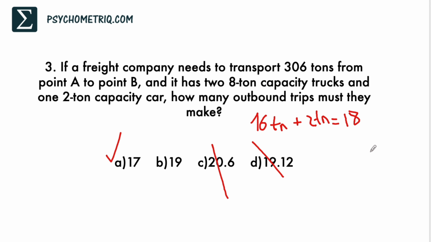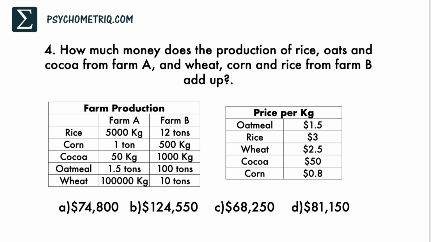Let's move on to exercise number 4. How much money does the production of rice, oatmeal, and cocoa from Farm A and of wheat, corn, and rice from Farm B amount to?